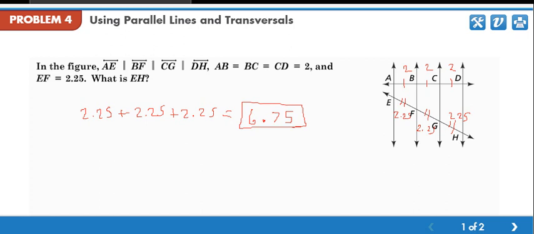Remember, if these are all congruent, then the opposite sides right here cut by this transversal are also going to be congruent. Add them all together and I get 6.75.